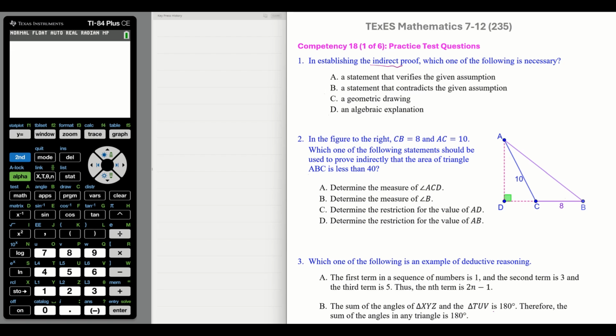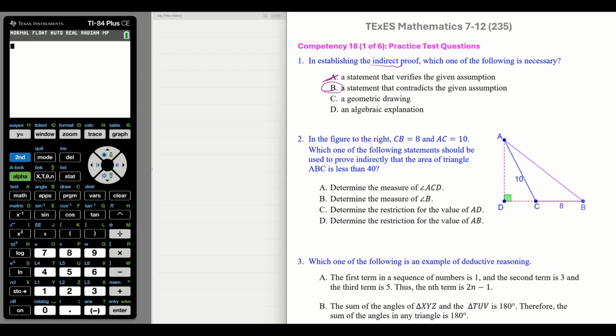Okay. So let's see here. The statement that verifies the given assumption. Well, then I would say, well, my cat is black. And then I go prove somehow that my cat is, say something about color. So anyway, that won't work. So then we have B, a statement that contradicts a given assumption. Well, I assume my cat is black, so I'm going to start with my cat is brown. So B works. You're assuming something isn't what it is, okay?